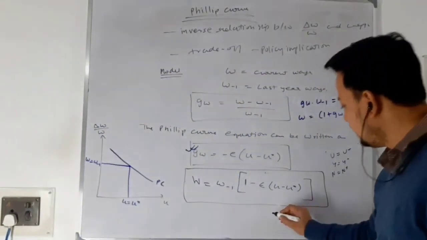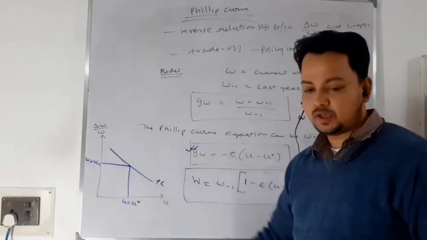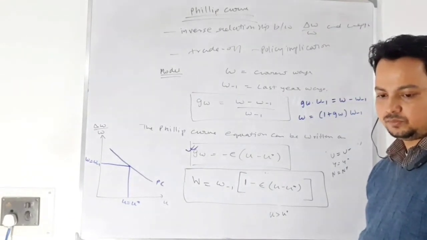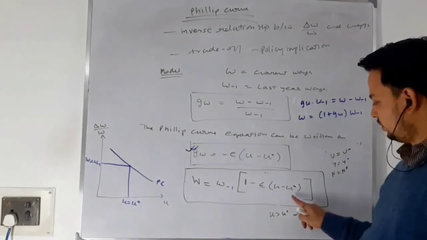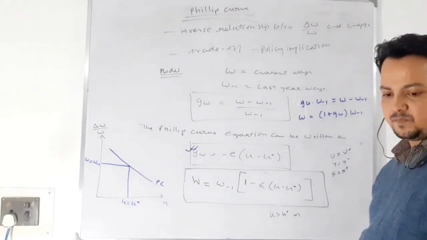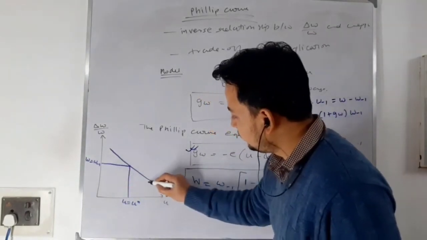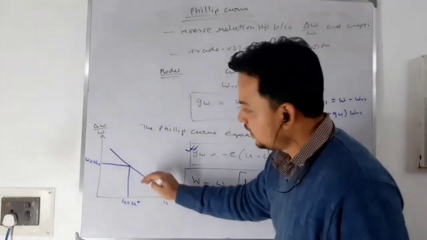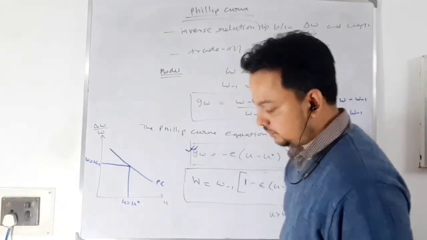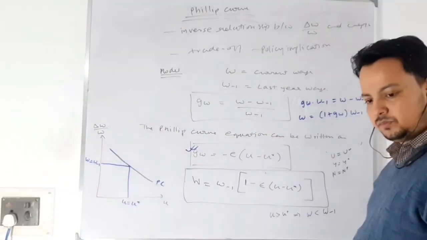When U is greater than U star, if unemployment is more than your natural rate of unemployment, what will happen to my current wage? Look at this one. My current wage is less than the previous wage. Previous wage is this much, current wage is less when unemployment is greater, right? So my current wage W is less than my previous wage W minus 1, or you can say last year's wage.